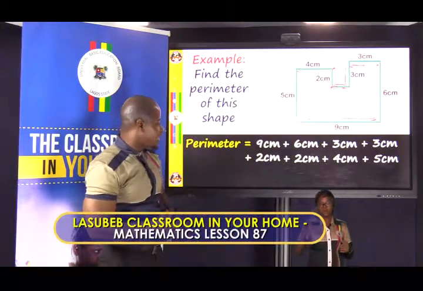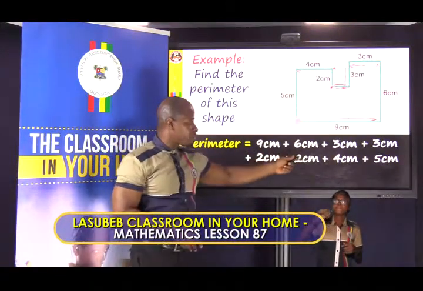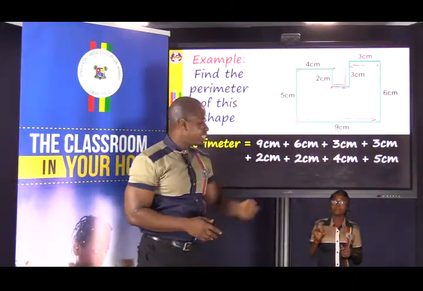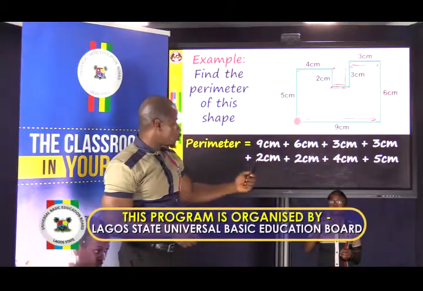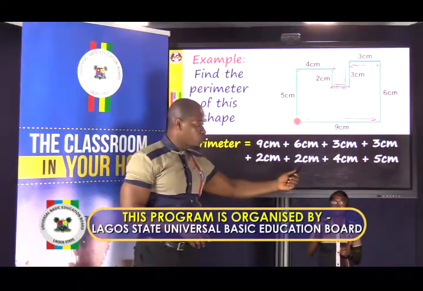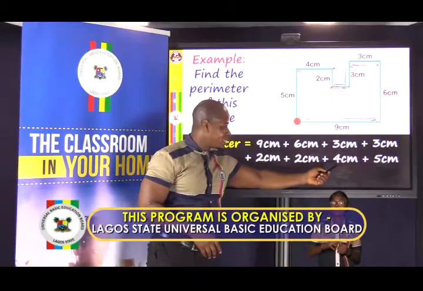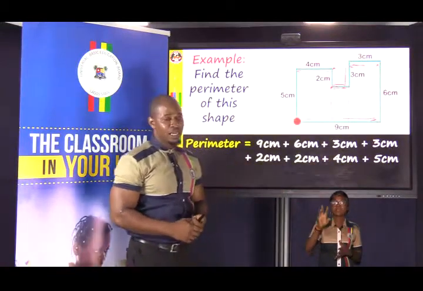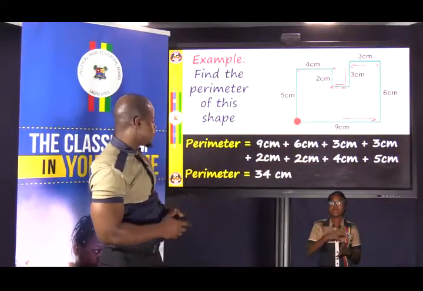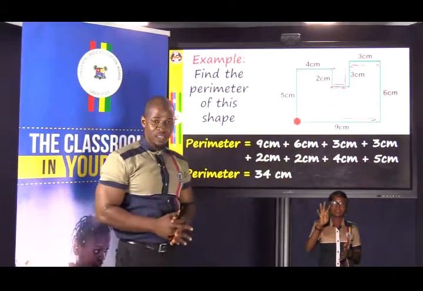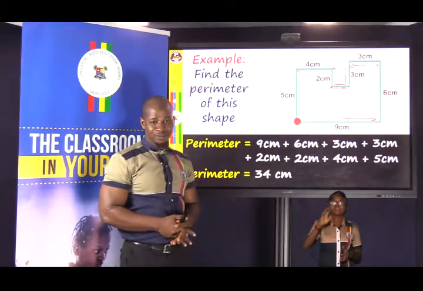Now we can find the perimeter. 9 plus 6 is 15. 15 plus 3 is 18. 18 plus 3 is 21. 21 plus 2 is 23. And 3 plus 2 is 25. Plus 4, that's 29. Plus 5, and that is 34 centimeters. And so the perimeter for this shape is 34 centimeters.